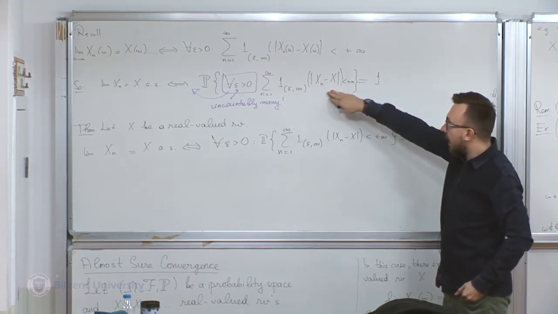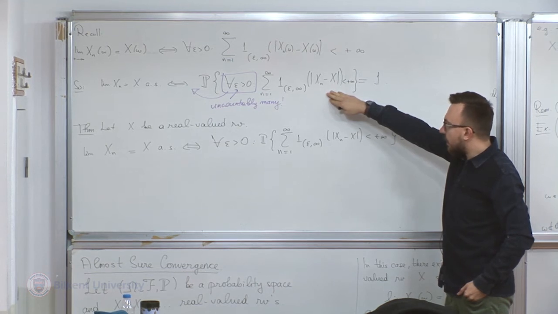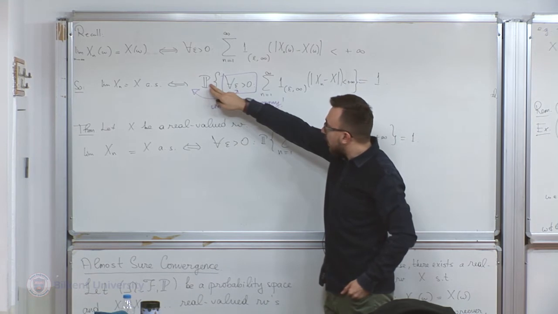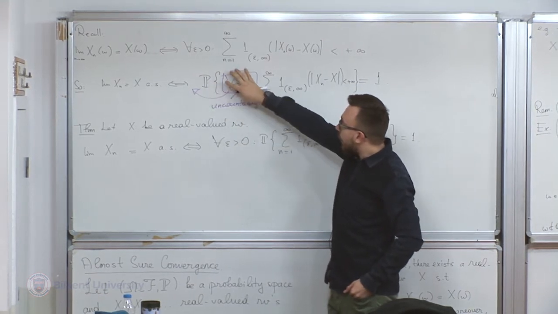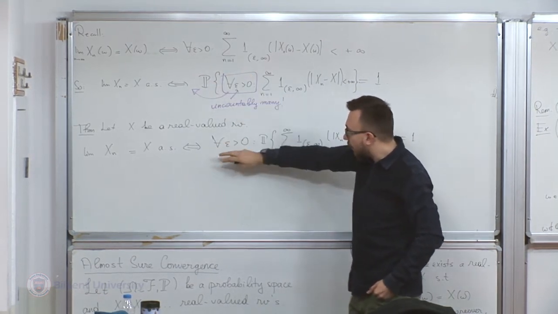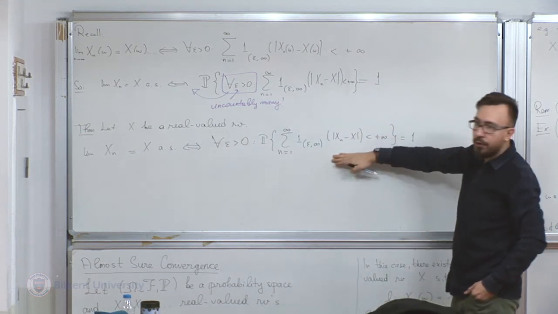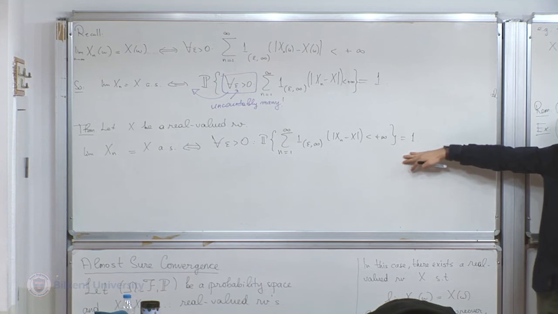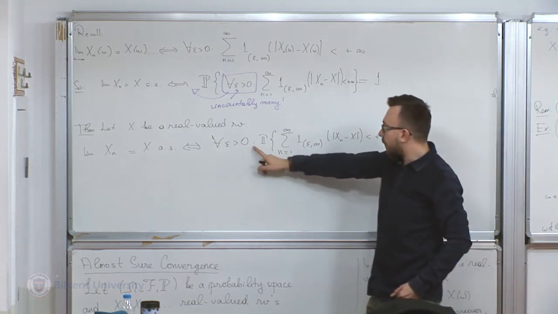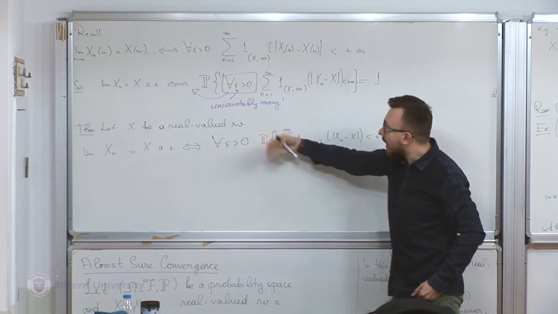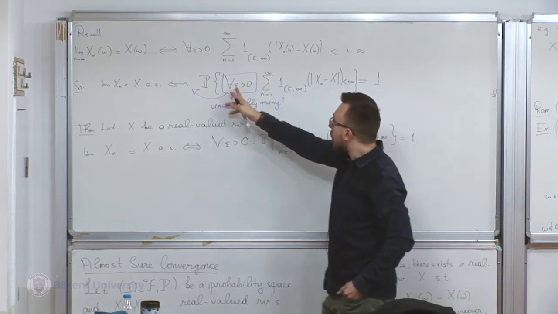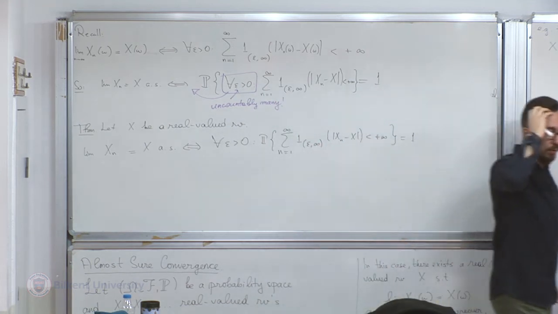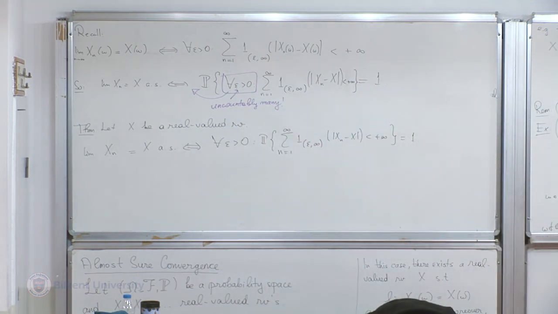Because this is hard to satisfy. This is hard to satisfy because you would like to have a universal almost sure set that works for all epsilons. Whereas here you fix your epsilon and then look for an almost sure set that might depend on your epsilon. So this is easier to check in practice. Here you want an almost sure set that is free of your epsilon, so it is more difficult to check.